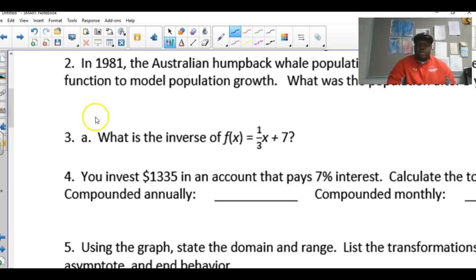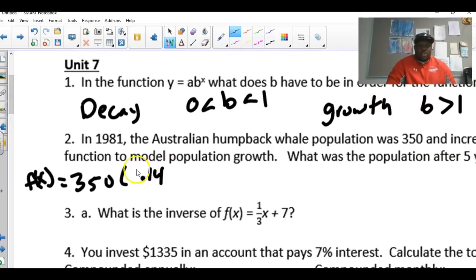So first of all, we have to write a function that models this. We know we started with 350, and we're going to call this f of x. We started with 350, that's our initial value, and it increases by 14%. So we have 0.14. But as we just talked about, to have a growth, it has to be greater than 1. So we're going to go 1 plus 0.14, or 1.14, raised to the power of x. This will give us a growth. Or you could have written it like this: 350 times 1 plus 0.14, and that'll give you 1.14, still raised to the power of x. It's the same function.